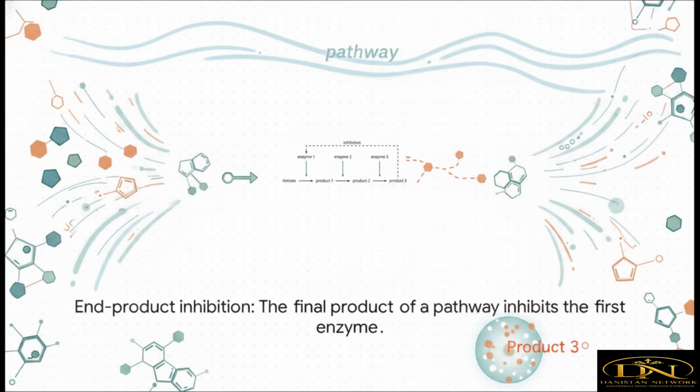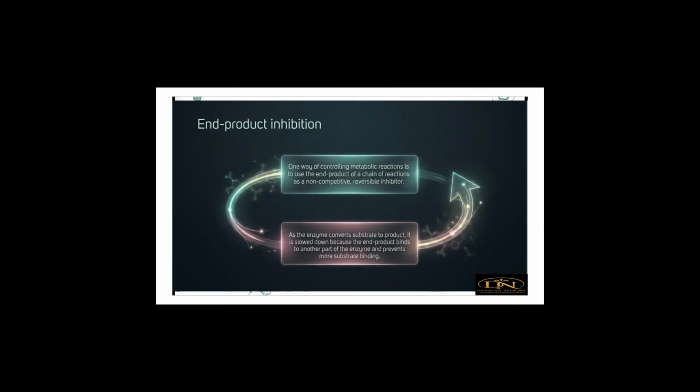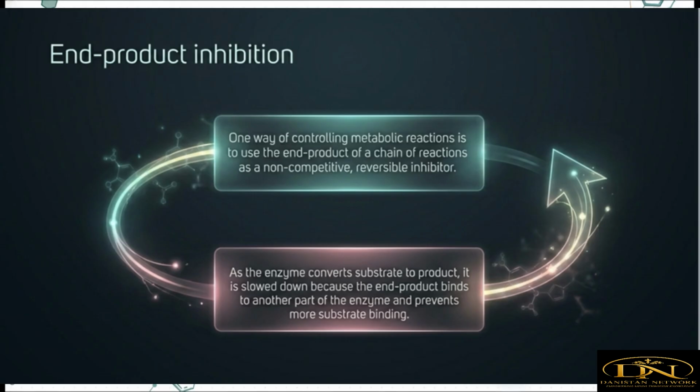What we're looking at here is called a metabolic pathway, which you can basically think of as a cellular assembly line. A starting molecule gets converted through a whole series of steps, and each step has its own specialized enzyme.